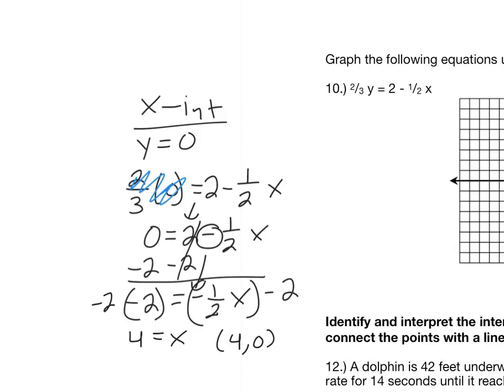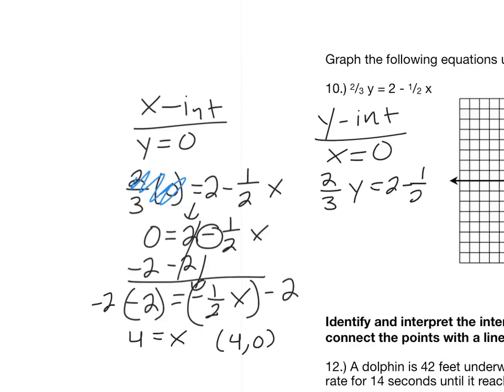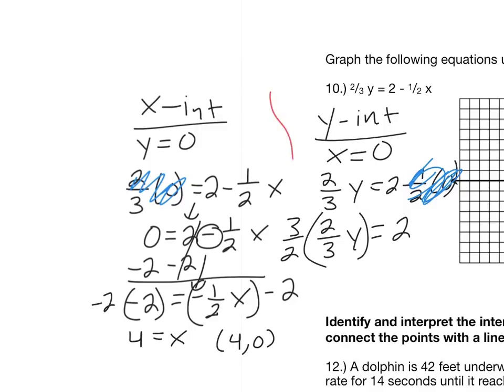What about your y-intercept? So for your y-intercept, x has to equal 0. So anywhere you see an x, you're going to plug in a 0. We have 2/3 y equals 2 minus 1/2 times 0. Well, negative 1/2 times 0, that's just going to be 0. So we're left with 2/3 y equals 2. Y isn't by itself yet. We need to get rid of that fraction that's right next to y. How do we get rid of a fraction? We multiply by the reciprocal, which would be, in this case, 3 over 2.